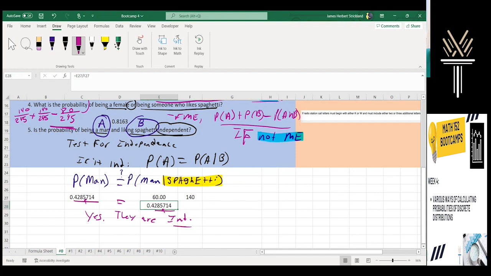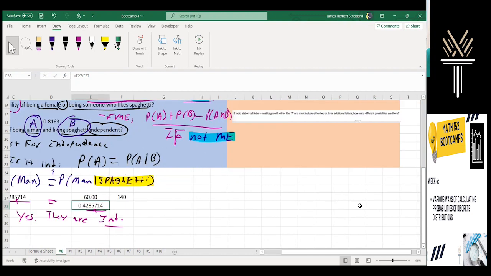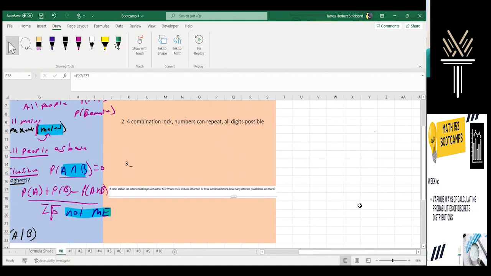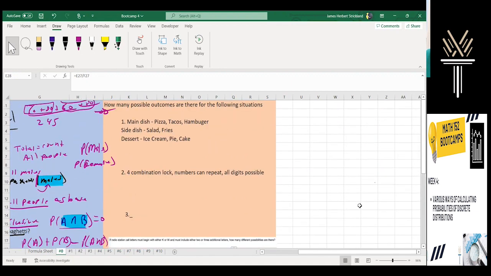If there's any difference in the decimal calculation, then we call them dependent because they're not independent. In other words, one thing does influence the other thing. But in this case, spaghetti had no impact. So if you like spaghetti, you have an equal chance of being a male versus not being a male.